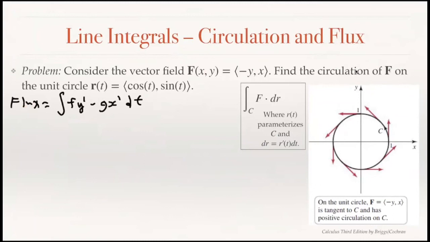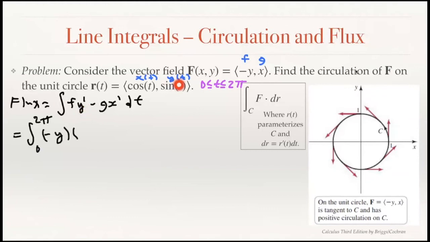So we know that flux is the integral of f y prime minus g x prime dt, where this is our x, that's our y, both functions of t, and this is our f, that's our g. Okay, and with our parameterization, we're moving from 0 to 2 pi, one full revolution. Our f is negative y. y prime is the derivative of sine t, which is cosine t. Okay, minus x, because that's g, times the derivative of x of t, which is negative sine t.